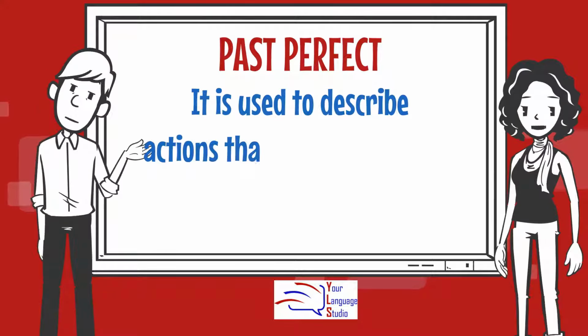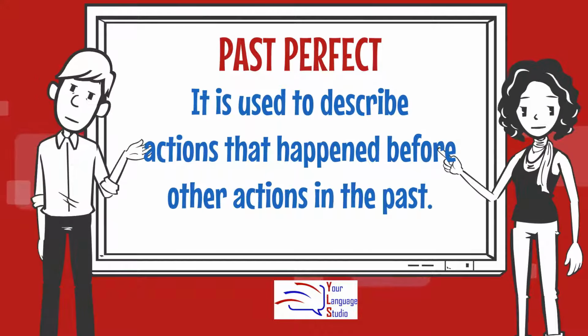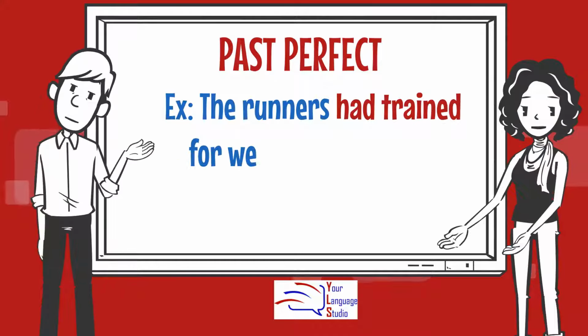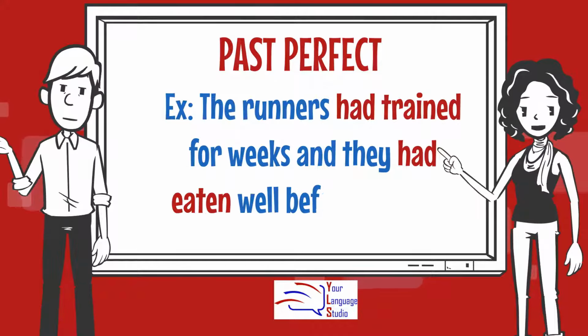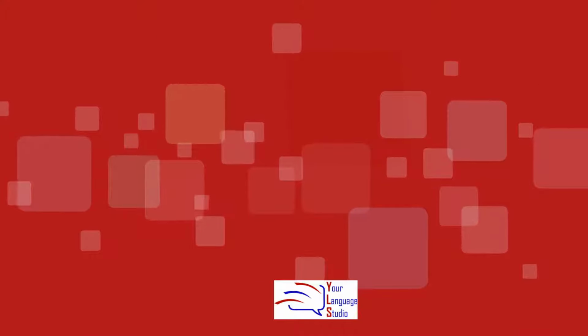We also have the past perfect. This tense is used to describe actions that happened before other actions in the past. For example, the runners had trained for weeks and they had eaten well before the race.